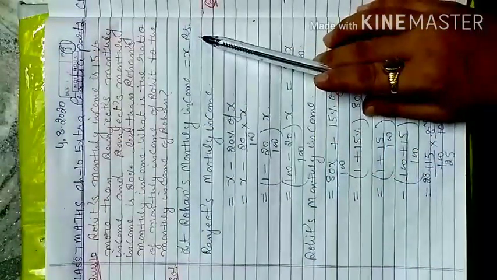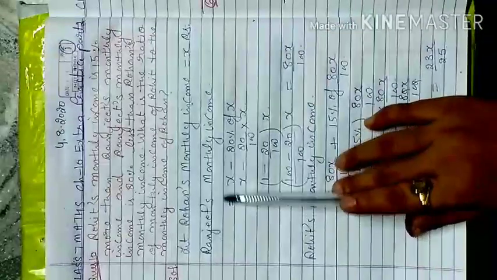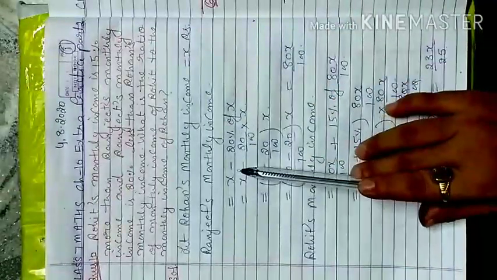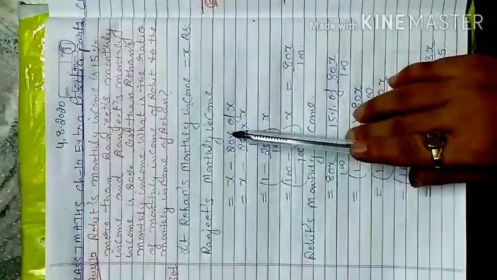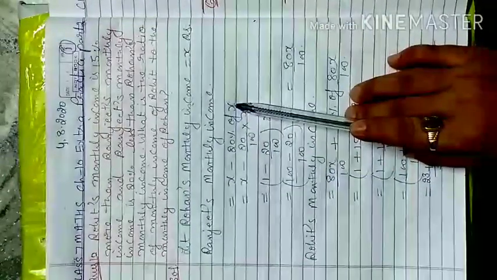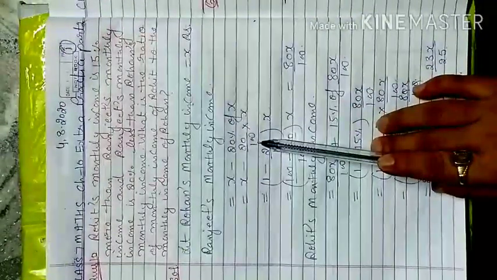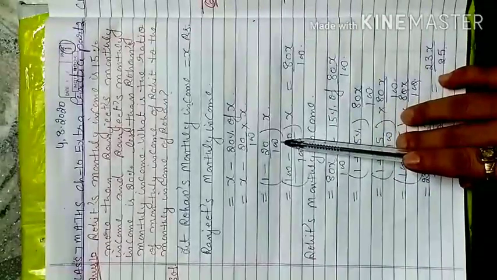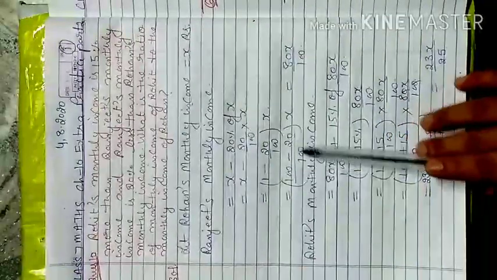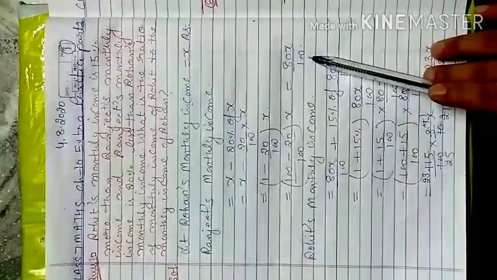Now here in the question, let Rohan's monthly income be X rupees. Ranjit's monthly income is X minus 20% of X, that is Rohan's income minus 20% of Rohan's monthly income. So percentage changes into divide by 100. Take X common: 1 minus 20 by 100, take the LCM 100. 100 minus 20 by 100 into X gives 80X by 100.